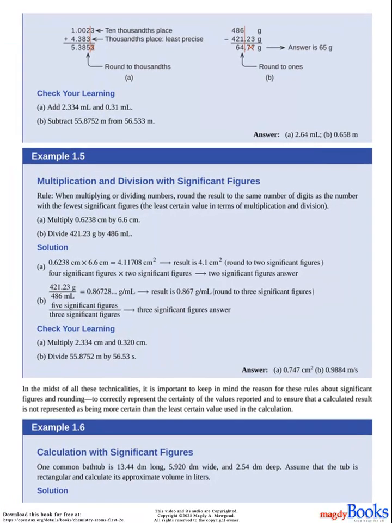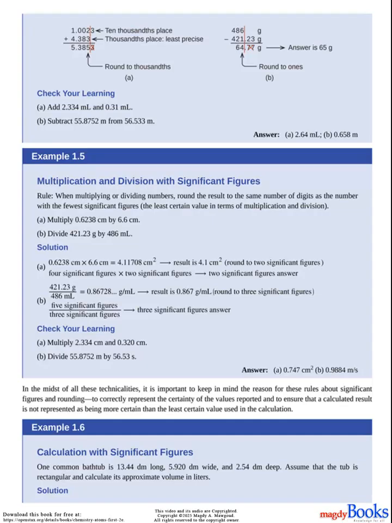Figure A. 1.0023, 3 ten-thousandths place. Plus 4.383 thousandths place, least precise. Equals 5.3853. Round to thousandths. Figure B. 486 gram minus 421.23 gram equals 64.77 gram. Round to ones. Answer is 65 gram.